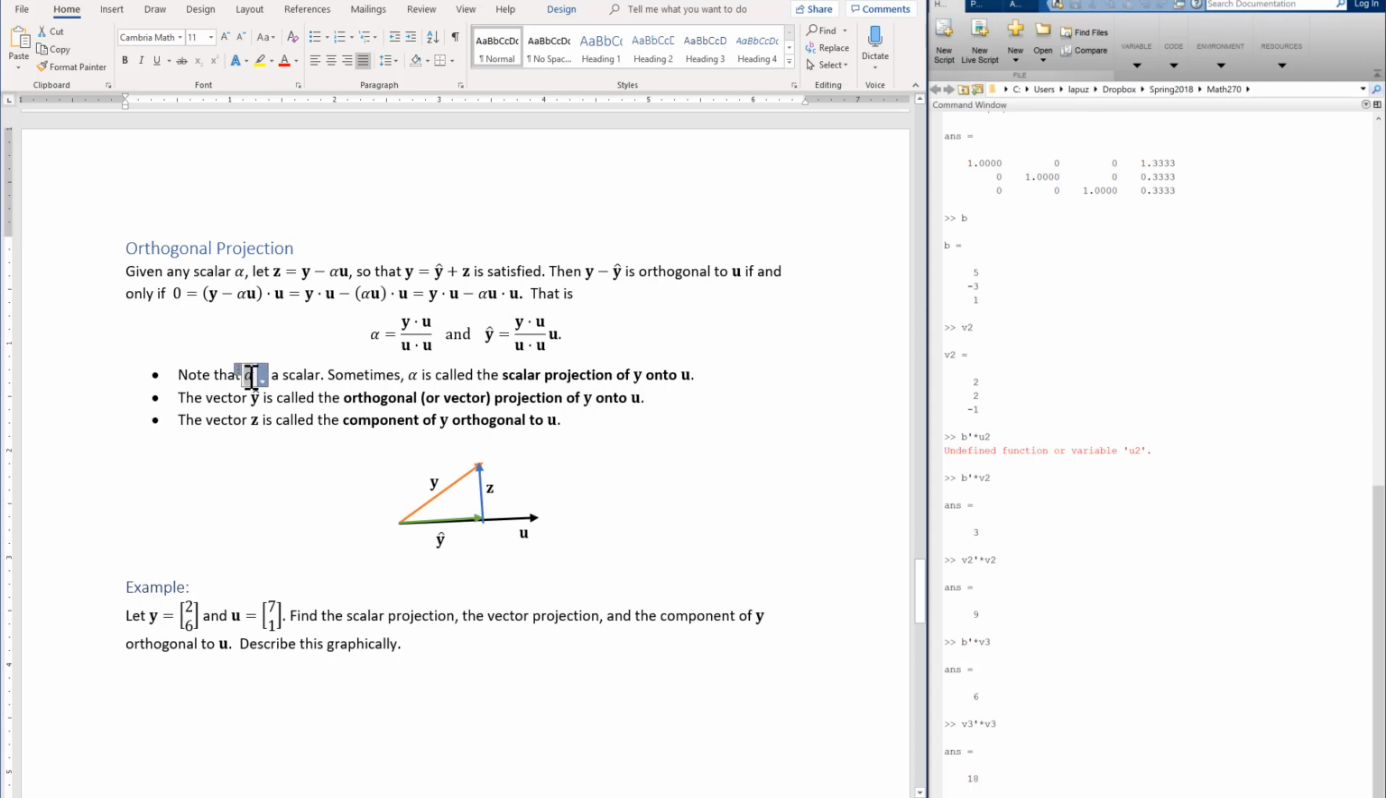So a, or alpha, is a scalar, and sometimes that's called the scalar projection of y onto u. Y hat is the actual vector, and so that sometimes is called the vector projection, or the orthogonal projection of y onto u. And then z now is a connection between y and y hat. So z is sometimes called a component of y orthogonal to u. So it's not y, but it's going in the y direction, and it's perpendicular to u.